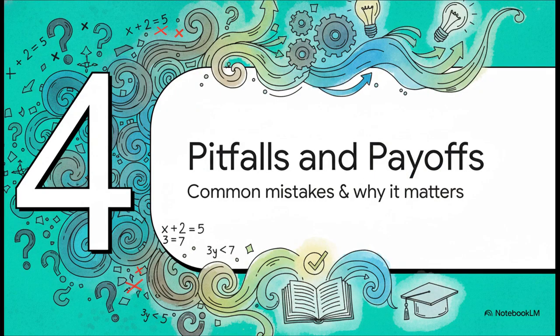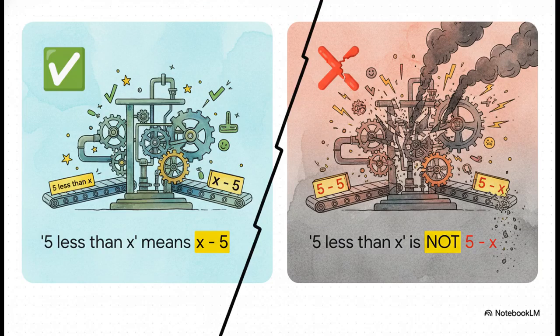Now that you've got the rule down, let's take a second to talk about the most common mistakes people make. And maybe more importantly, why getting this stuff right actually matters way beyond just passing your next math test. This right here, this is it, the single biggest mistake. I'm telling you, writing 5 less than x as 5 minus x is the number 1 trap. Just remember, that phrase less than means the 5 is the thing being taken away. So x minus 5 is our goal. 5 minus x is a totally different number, and it will get you the wrong answer every single time.